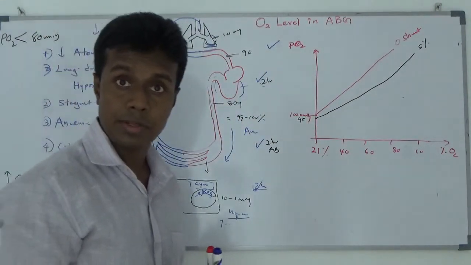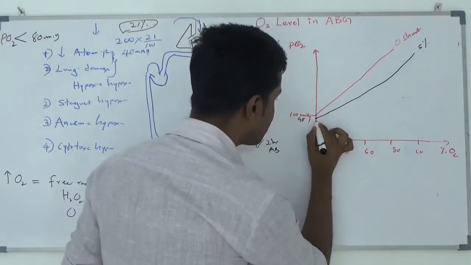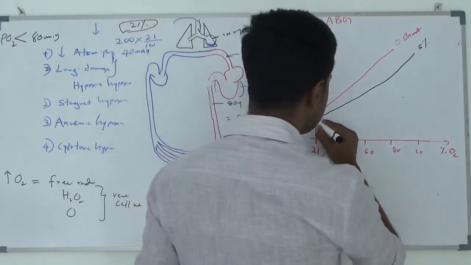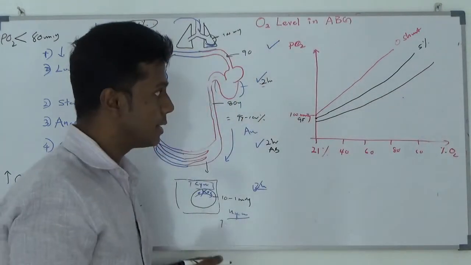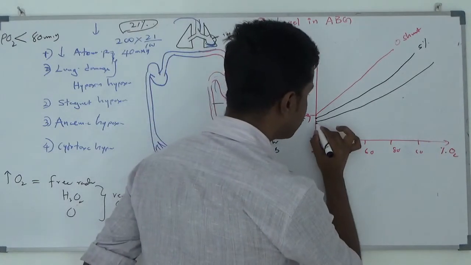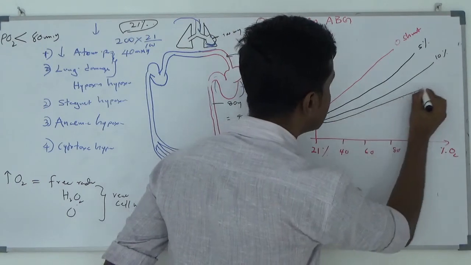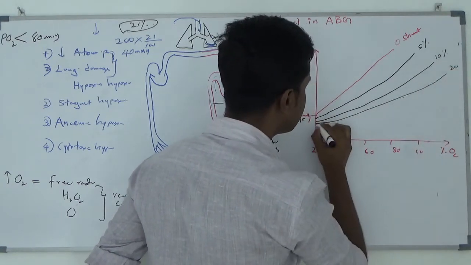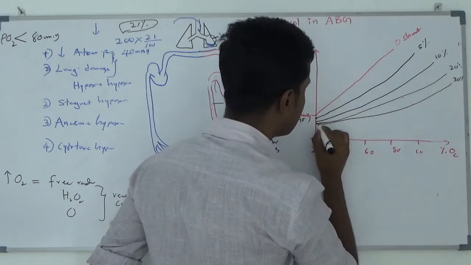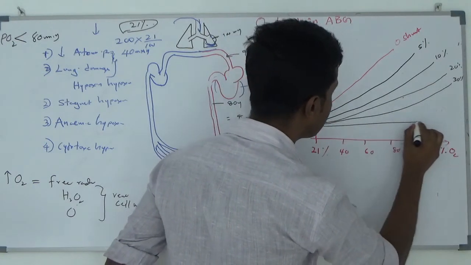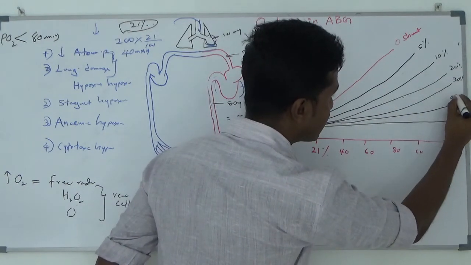Then I take person with 10% shunt. Starting value should be somewhere here, and again I can see graph like this. Then I take 20% shunt, here 5%, 10%, 20%, 30%, 40% and 50%.